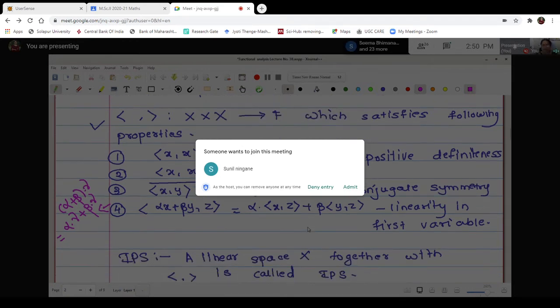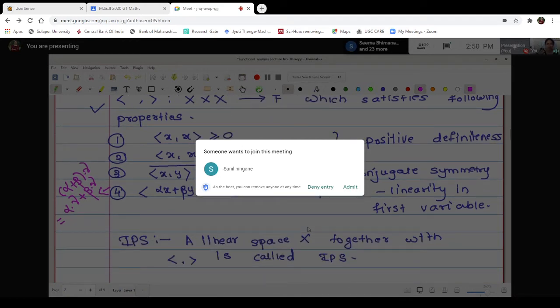Later we studied inner product spaces. A linear space X together with an inner product is called an inner product space. That is very similar to a normed linear space. A linear space together with a norm, that is, where the distance function is defined as the norm, is called a normed linear space. Similarly, if the multiplication between two vectors of a linear space X is given with the help of an inner product, then the space is called an inner product space.